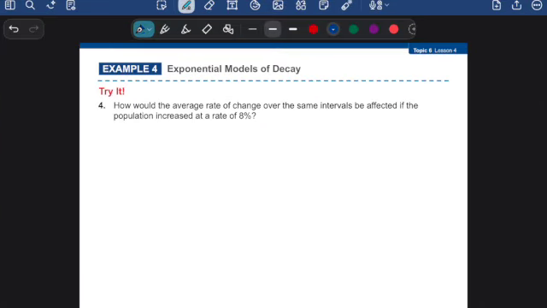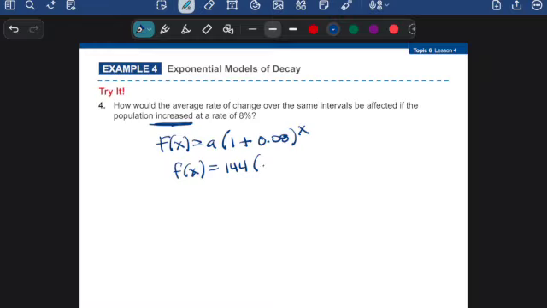Try it number 4. How would the average rate of change over the same intervals be affected if the population increased at a rate of 8%? So now we're talking about exponential growth. We're going to have a growth factor, something greater than 1 now inside the parentheses. So we're going to be doing the initial value times 1 plus my growth rate, which is 0.08, to the x. Okay, so let's see. My initial value was 144 times 1.08 to the x.